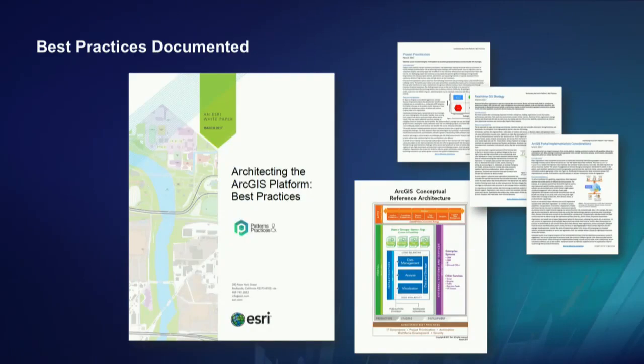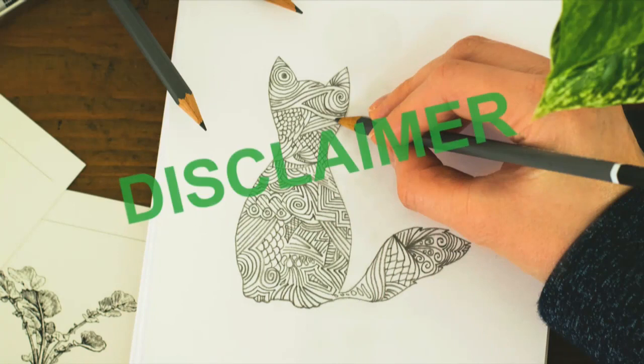The Architecting the ArcGIS Platform Best Practices document provides guidance for the creation of blueprints for your own organization's GIS implementations. It's not itself a blueprint. Keep in mind that the best practices are described conceptually and are not intended to be used as detailed technical specifications for your very specific implementations. Just use these best practices as guidance as you create your own blueprints for your own GIS implementations.